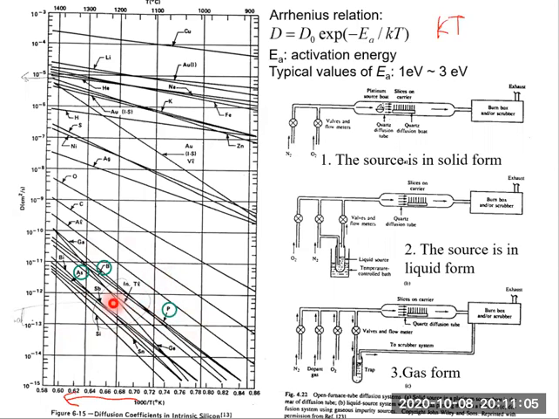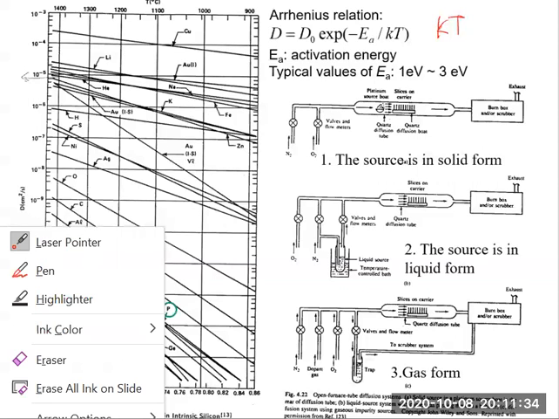And this means that the device performance will be very stable. So this is desirable. We actually want the dopants to have small diffusion coefficients. On the other hand, we can see that some materials have fairly large diffusion coefficients, especially metals.